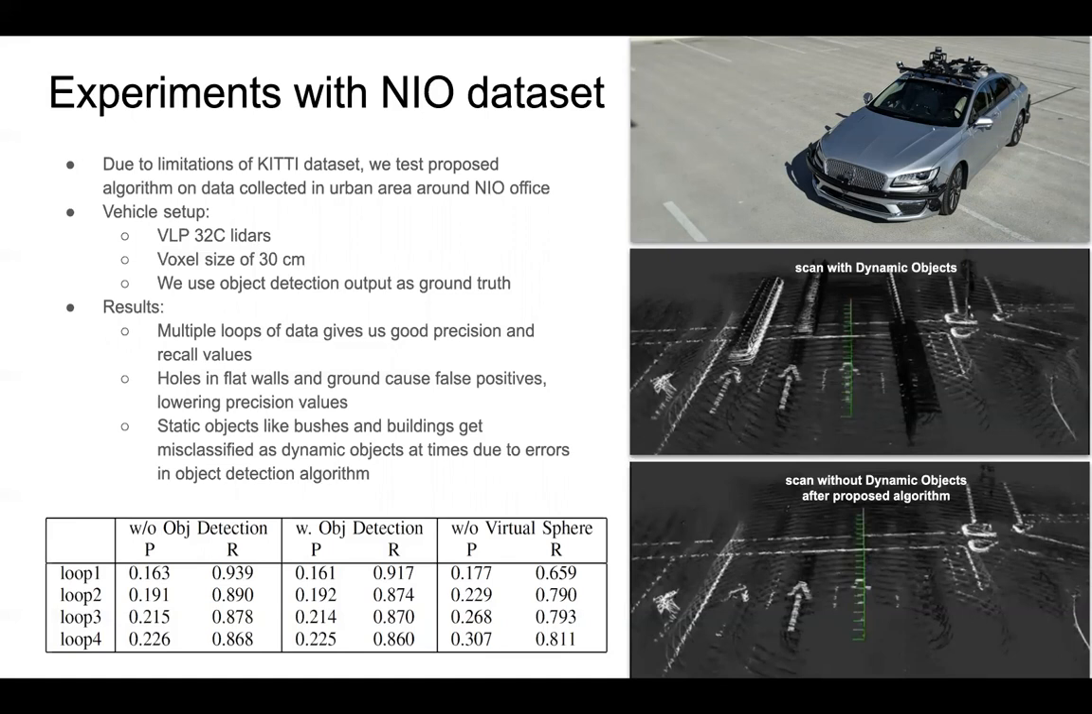To the best of our knowledge, the KITTI dataset only has a few loops of driving through the same parts of the map, mostly for loop closure. So we built our own dataset in an urban area around the NEO office. Our vehicle with sensor setup is shown in the right image. We chose a voxel size of 30 centimeters empirically to cover a larger area for the map. The results for us included multiple loops of data which gave us good recall values. Though false positives caused by holes in flat walls and ground reduced our precision scores. An object detection algorithm misclassification also added to false positives.